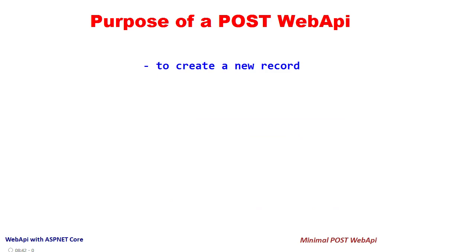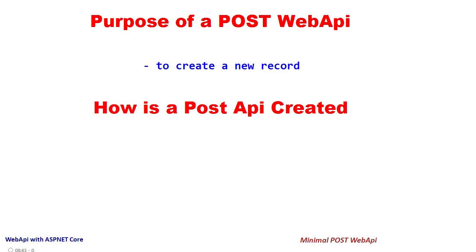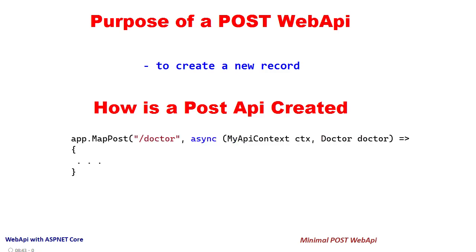A Web API of the POST type is used to create a new record. For example, if we have to create a new record of a doctor, then we have to use a POST API to send the relevant fields for creating a record. A POST Web API is created with the MapPost function.